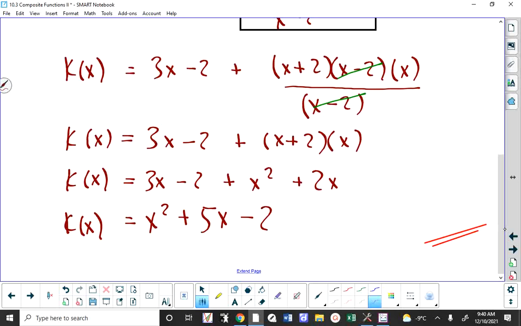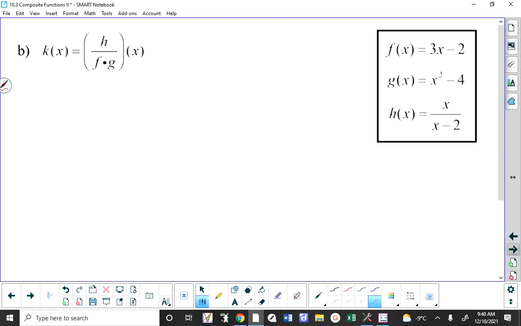How's my algebra this morning? Does that look okay? Good. And again, if you really want to wow a diploma exam marker for a written response, you would say, well, yeah, but x is not allowed to be 2. All right, next one. What is h over f times g?